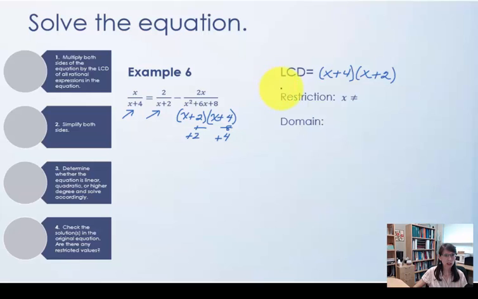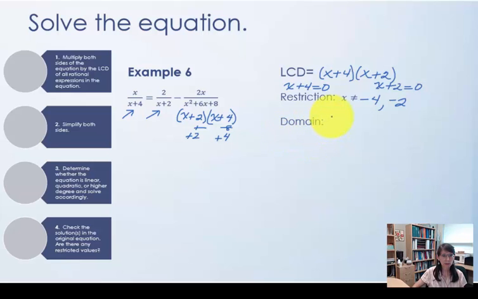To find the restrictions, we're going to set each of these factors equal to 0. So we'll start with x plus 4 set to 0, and that means when 4 is subtracted, we would get negative 4 for a restriction. The other factor of x plus 2 set to 0, subtracting 2 from each side, we would get a negative 2 as our other restriction.